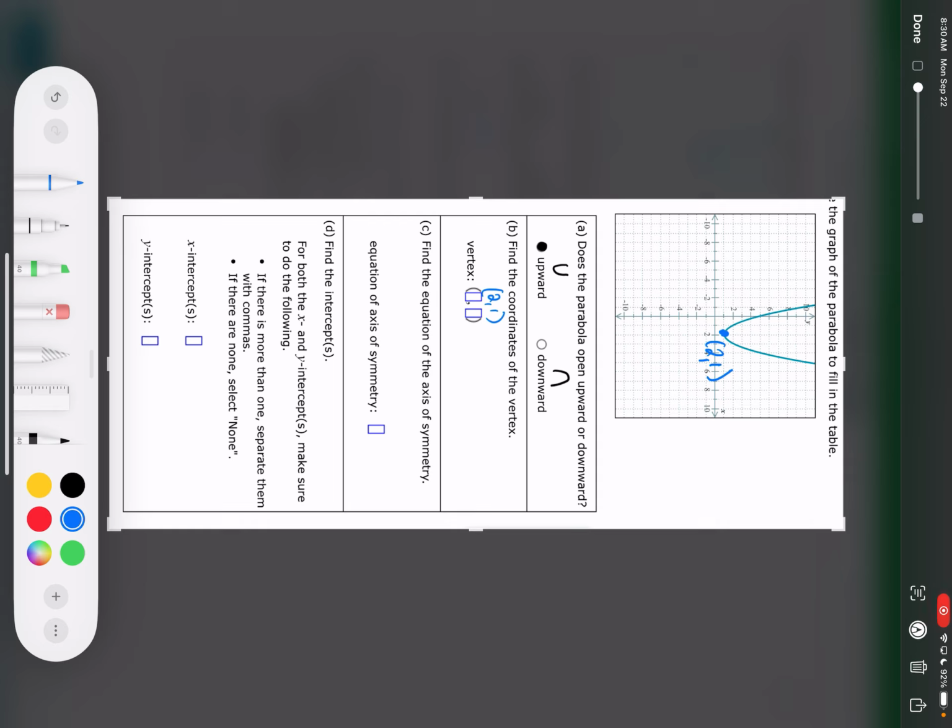The axis of symmetry always has to do with your vertex. It is the x value of the vertex. Okay? But be careful with that. You do have to write x equals 2 because the axis of symmetry is technically a vertical line that goes through there.